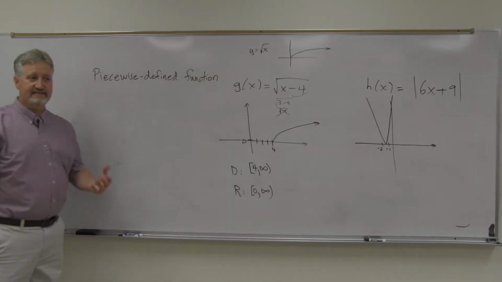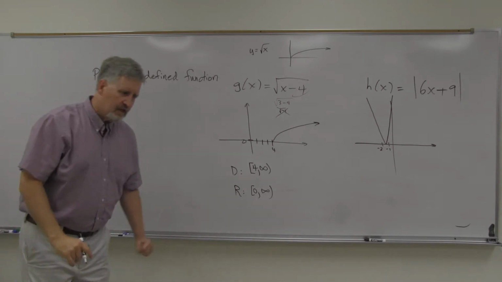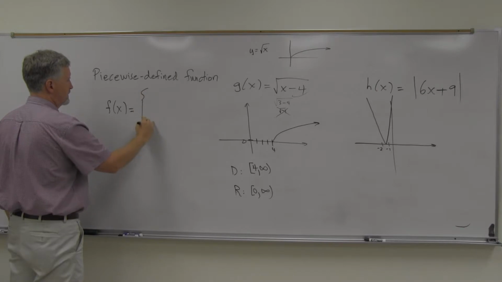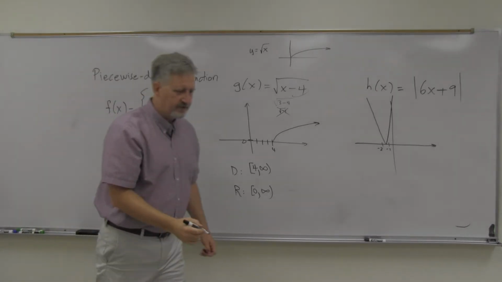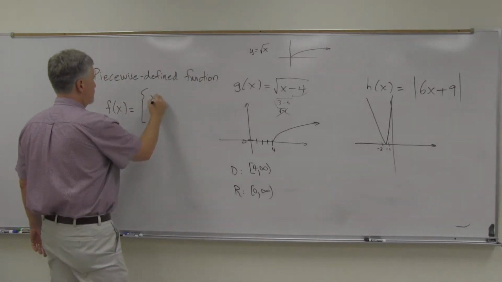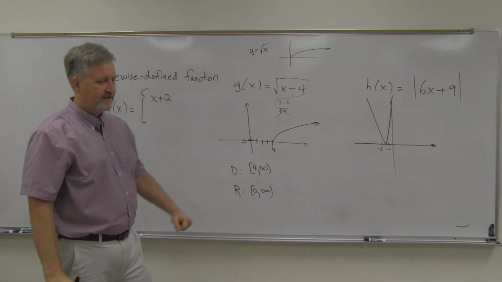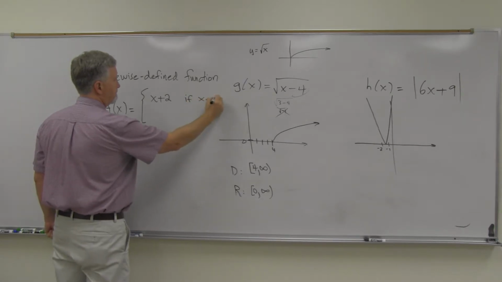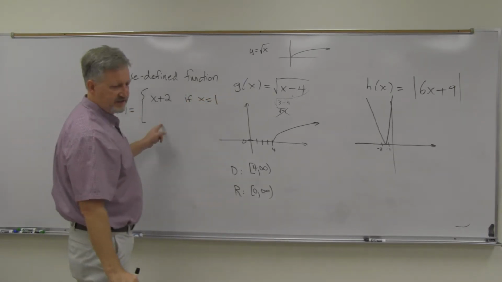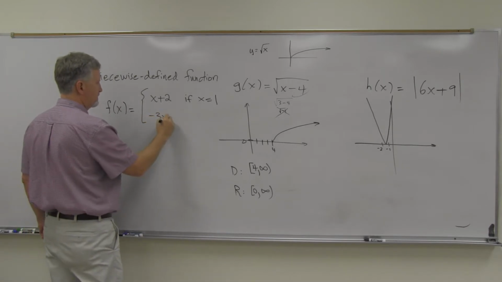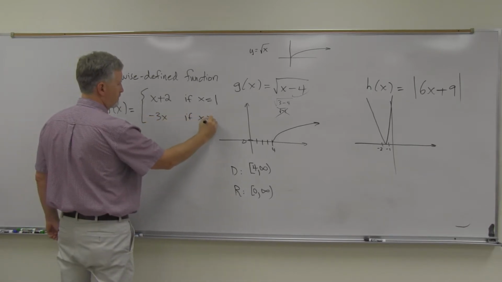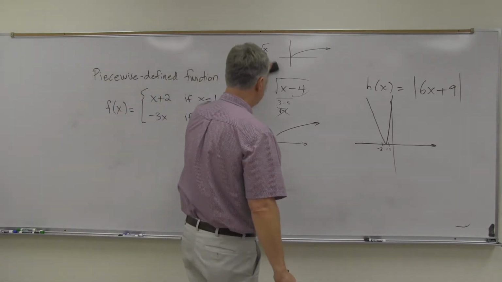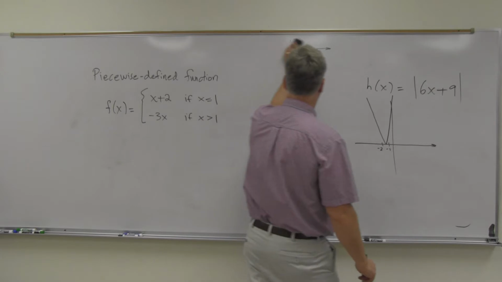It's defined in pieces. F of x, here's my example, f of x equals, the first piece is x plus 2 is the definition, and that's if x is less than or equal to 1. The other piece is negative 3x, and that's if x is greater than 1. And so we've defined our pieces here.